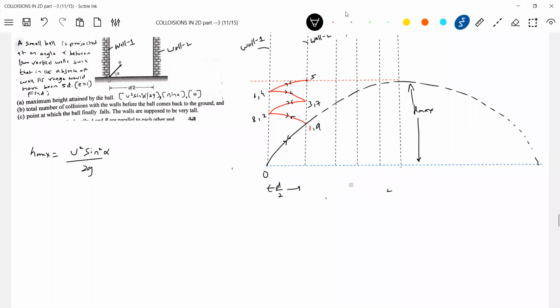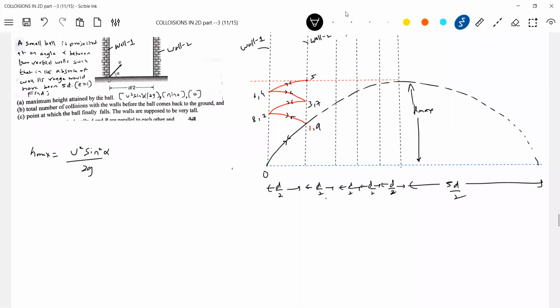So the distance between the walls is d by 2, as it is an elastic collision. So d by 2, d by 2, then d by 2. So how much will be remaining? 5d by 2. Able to analyze the question?